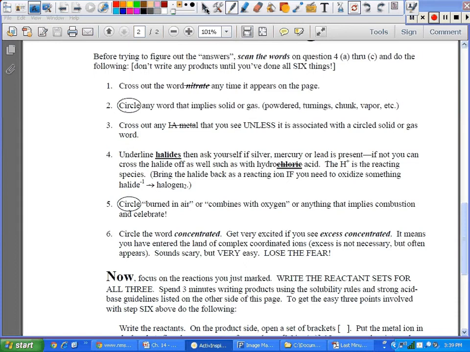Chloride, bromide, iodide. Br minus, Cl minus, and I minus.